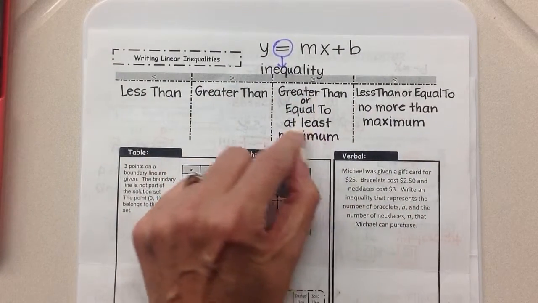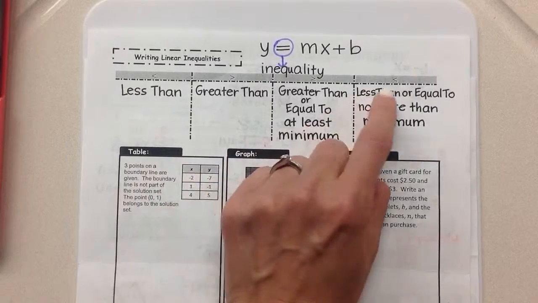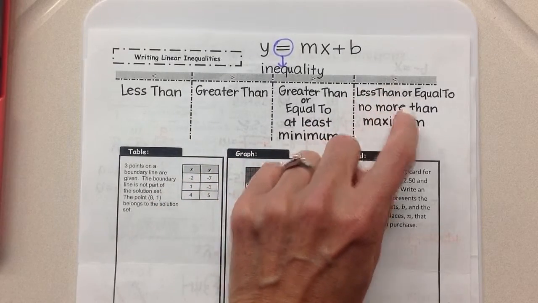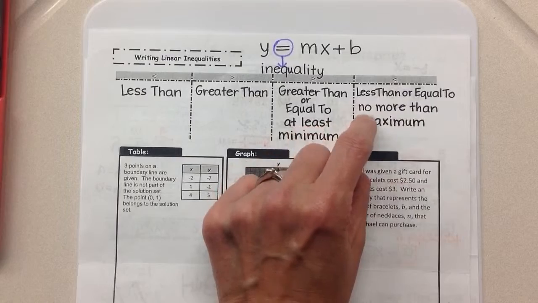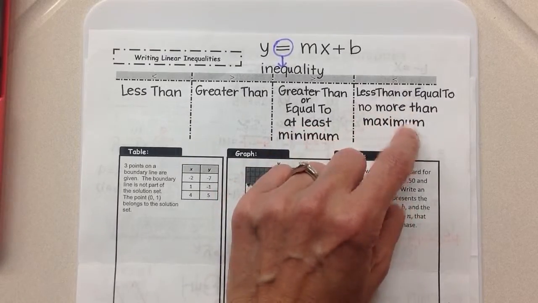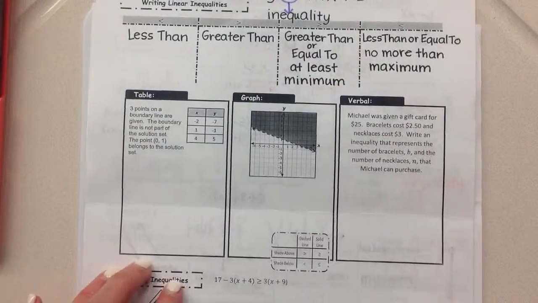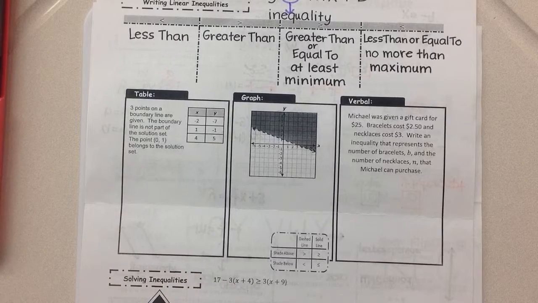Some keywords for that could be at least or minimum. And then you have your less than or equal to symbol, which you could also recognize with the phrase no more than and maximum. So let's look at our first example here in the table. We have 3 points on a boundary line are given. The boundary line is not part of the solution set, and the point 0, 1 belongs to the solution set.